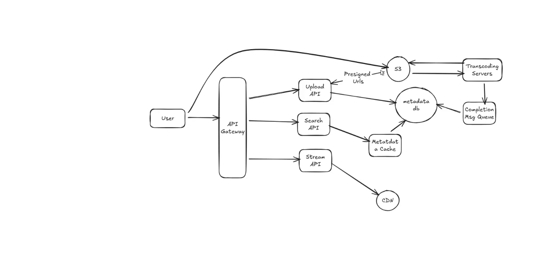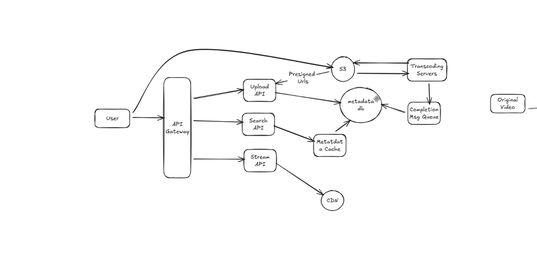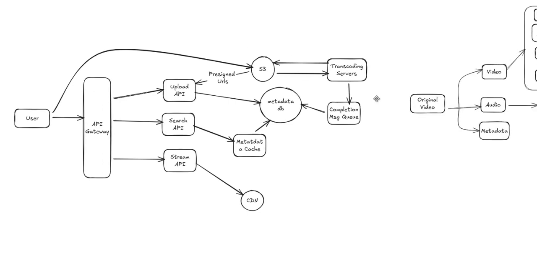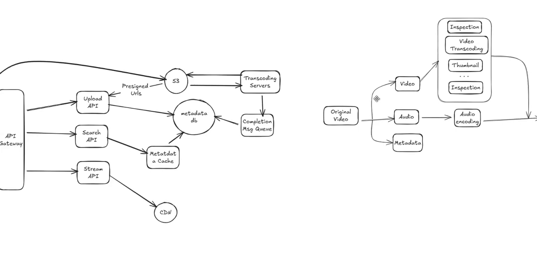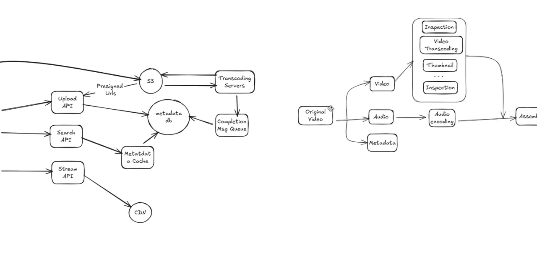Alright, let's deep dive into one of the most complex and fascinating parts of a YouTube-like system, the video transcoding pipeline. Whenever a user uploads a video, we don't treat it as one big file. It actually contains three separate components: video, audio, and metadata. So basically, the original video is broken down into three parts: video, audio, and metadata.